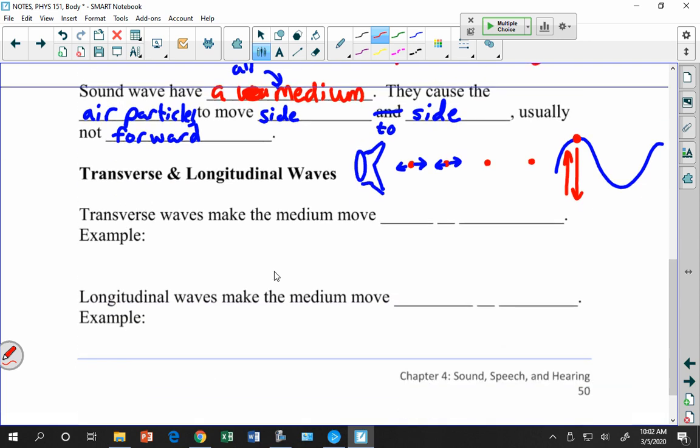We have 2 different types of waves, transverse and longitudinal. We'll talk first about transverse waves. They make the medium move up and down.